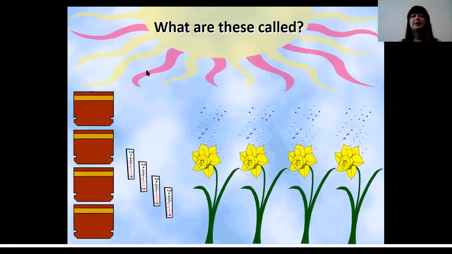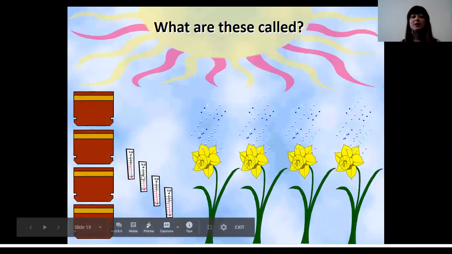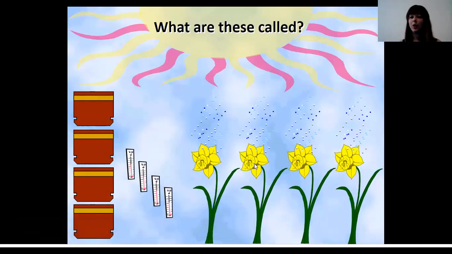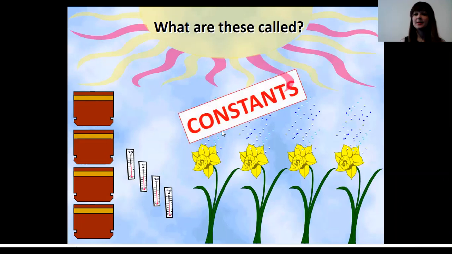What do we call these? We have sunlight, we have planter, we have temperature, we have amount of water, we have type of plant. Remember, these are the things that are not changing during the experiment. So these are our constants. A lot of people get constant and control mixed up, so be careful.